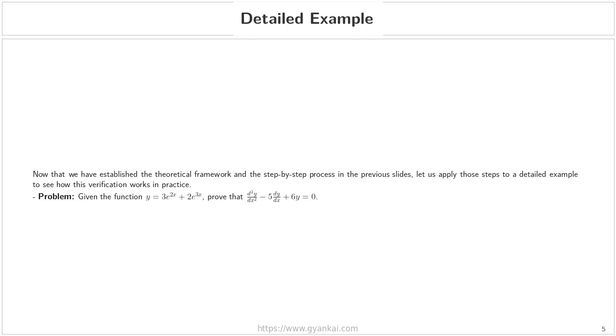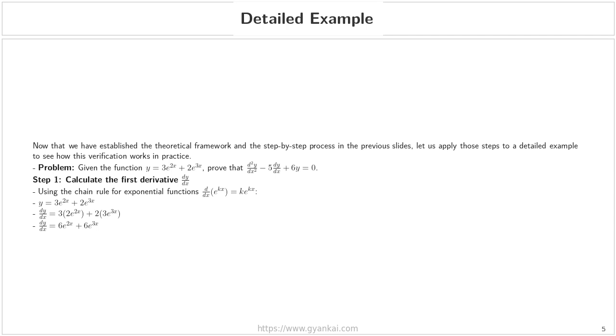Please look at the problem on the screen. We are given the function y equals 3e to the power of 2x plus 2e to the power of 3x. Our objective is to prove that the second derivative of y with respect to x minus 5 times the first derivative of y with respect to x plus 6 times y equals 0. Let us begin with step 1, calculating the first derivative.